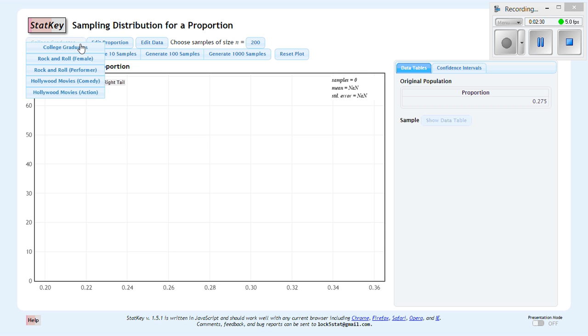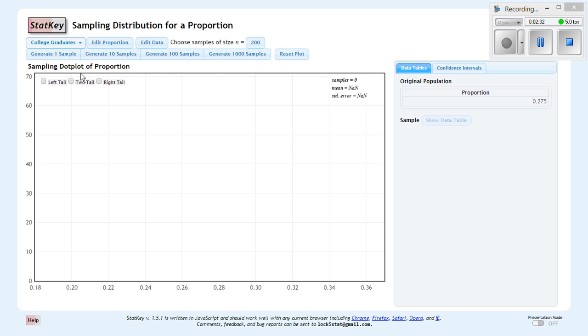So now let's go back here and try this for our proportions. Let's see, I guess we'll do the college grads. We'll just do one sample here. Our proportion of college graduates is 0.275. We'll do another sample, and we'll continue to do this, looking at our proportions. And now we have 10, so I'll generate 10 at a time because I don't want to just keep pushing one.